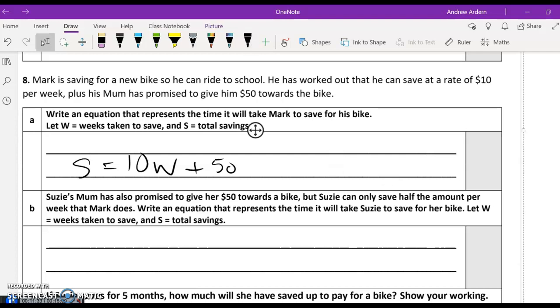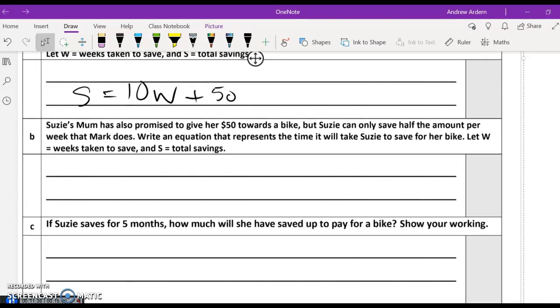Part B. Susie's mum has also promised to give $50 towards a bike, but Susie can only save half the amount per week that Mark does. So half of 10 is 5. Write an equation that represents the time it will take Susie to save for her bike. Let W equal weeks taken to save and S the total savings. So that also plus 50. That's worth another mark.